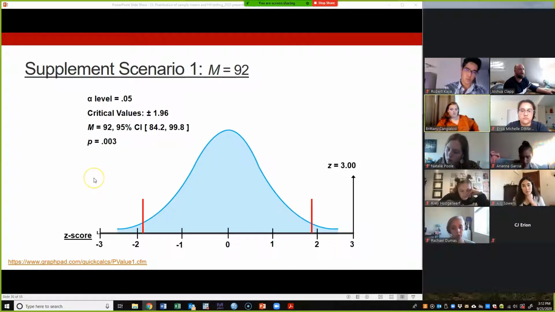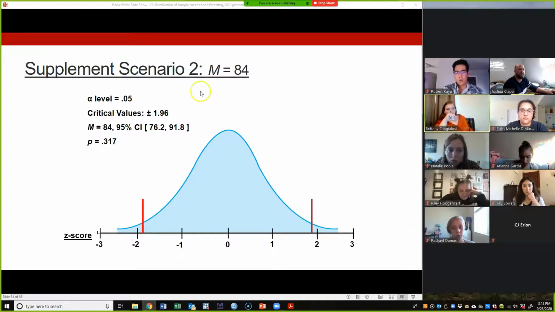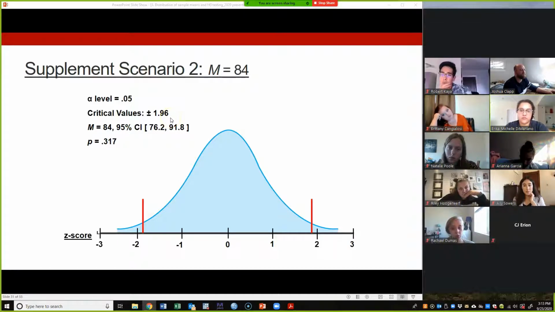Okay. In scenario 2, I've got a mean score of 84. Again, alpha level 0.05. Critical values, again, 1.96. Erica, why is my critical value 1.96 still? Completely different problem. Why is it 1.96? It's still the confidence interval for 95%.